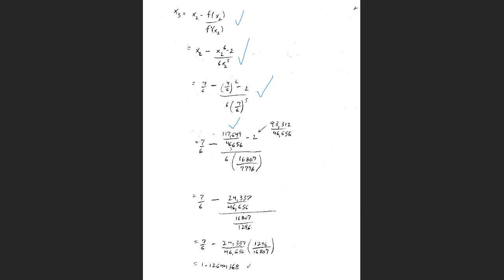And then I want a common denominator. 2 is like 2 over 1. So that's the same as 93,312 over 46,656. And, you know, I do computation. So let me give you a moment to copy this down, and we'll see if there are any questions.